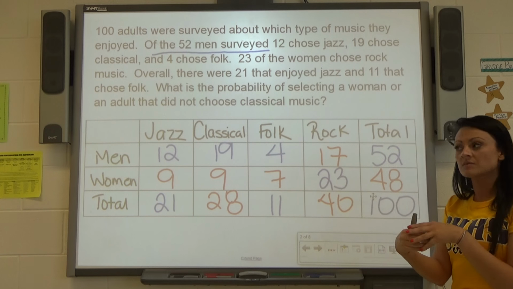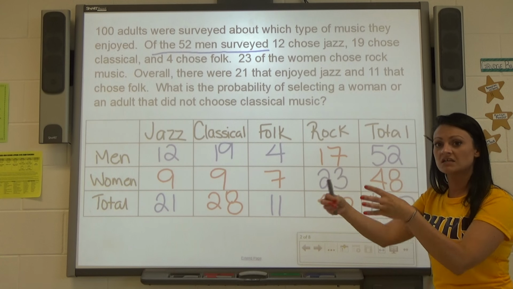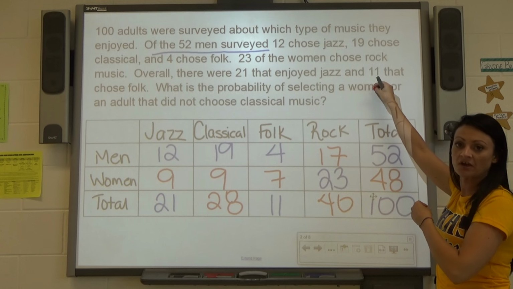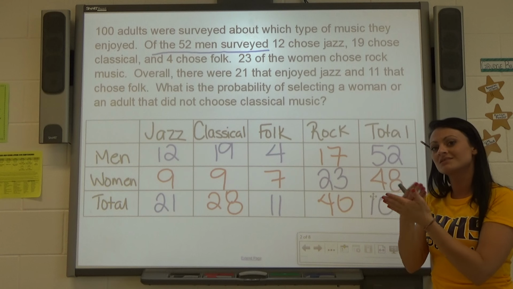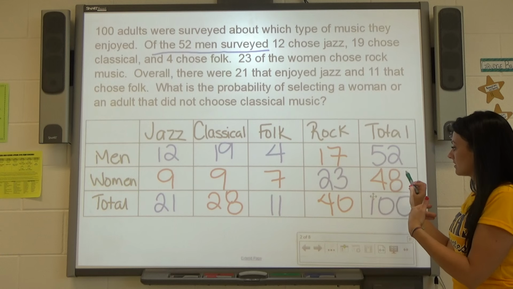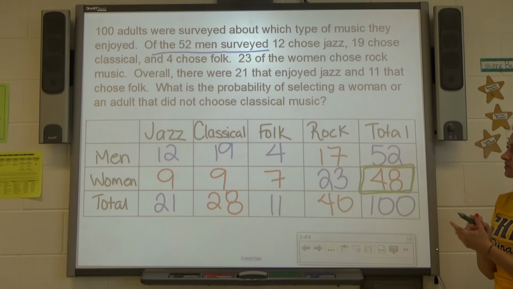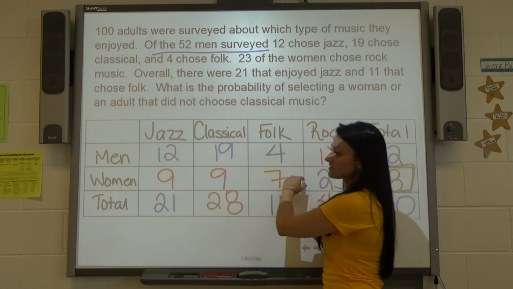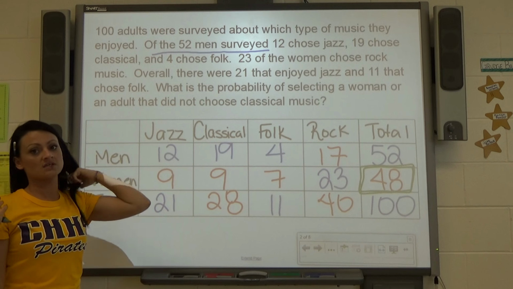So what I'm going to do is look at it as one statement and see if I can pick the pieces out of the table that would help me figure out the women and the people that did not choose classical music. I'm going to see where they overlap and try to take those out. So I definitely know that there were 48 women altogether that were surveyed, which does also cover women that did not choose classical music.